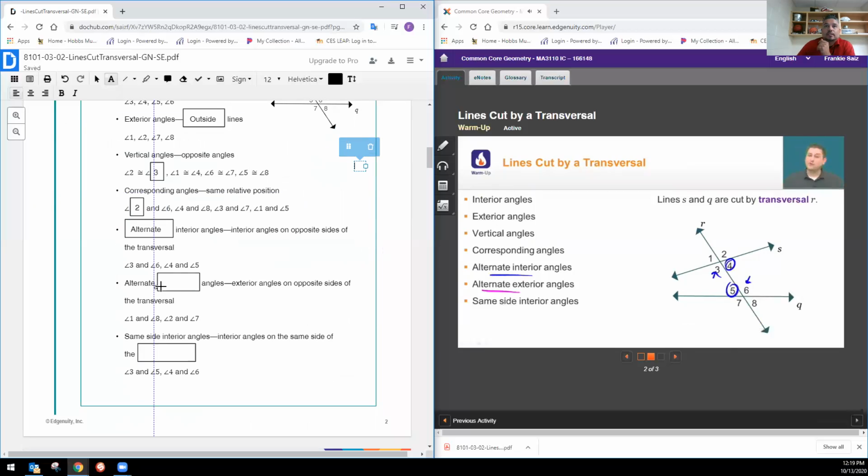So if I move over to alternate exterior angles, well, then I can see 1 is on the left side of the transversal, and in the different grouping, 8 is on the right side of the transversal. 2 and 7 would also be considered as alternate exterior angles.